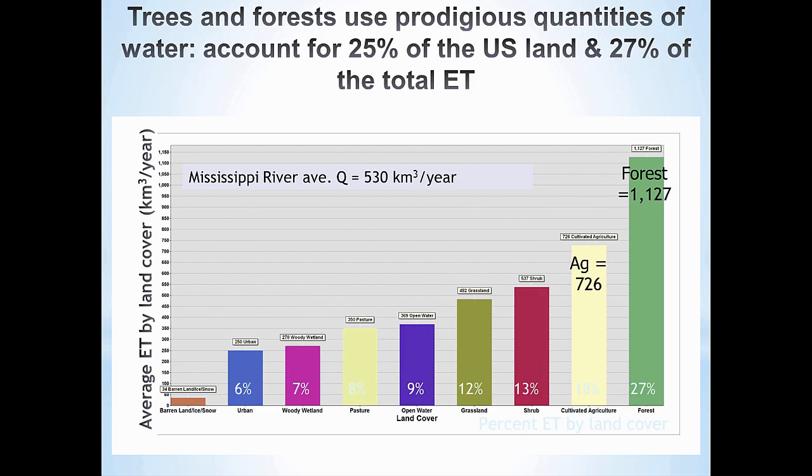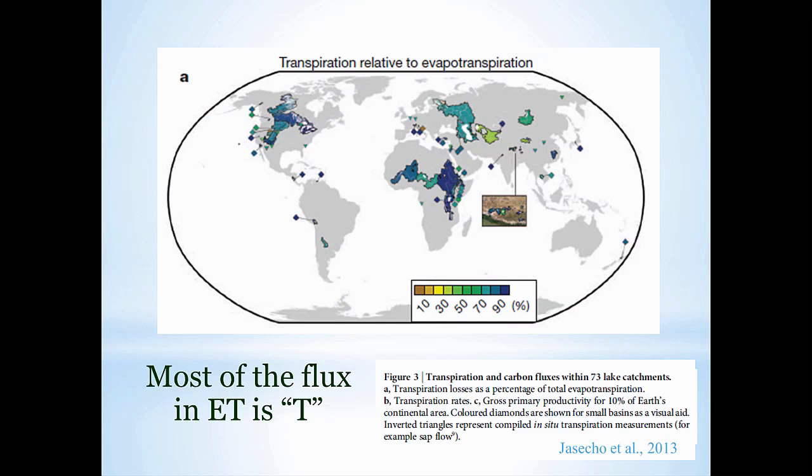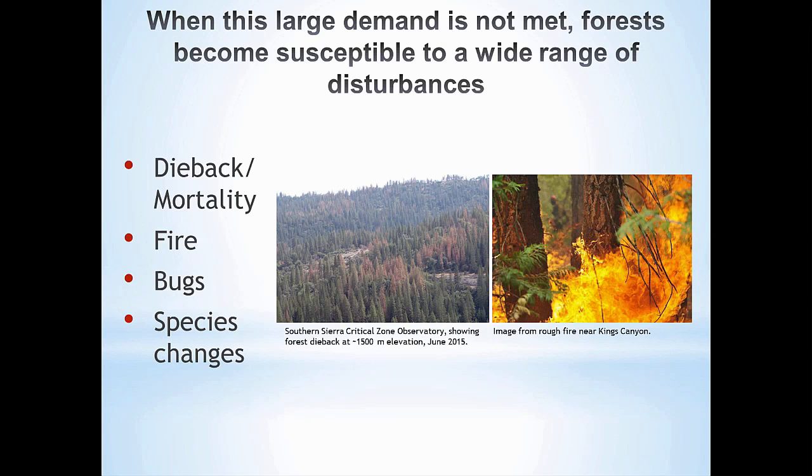And most of that water that the forests are using, they're using in the form of transpiration. It's the water that the trees use when they do photosynthesis. And given that, forests need a lot of water. When that water is not available, forests become susceptible to so many different stresses, right? You get forest dieback, you get forest fire, mortality and things like that.